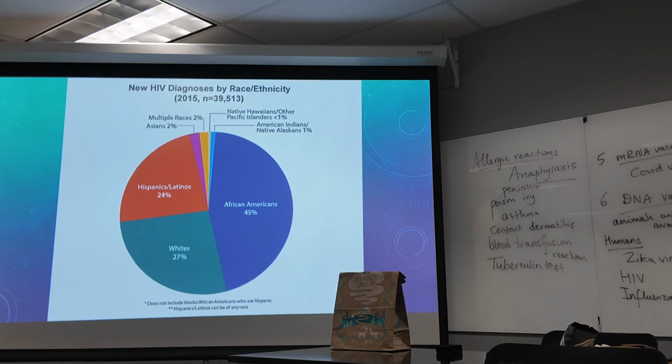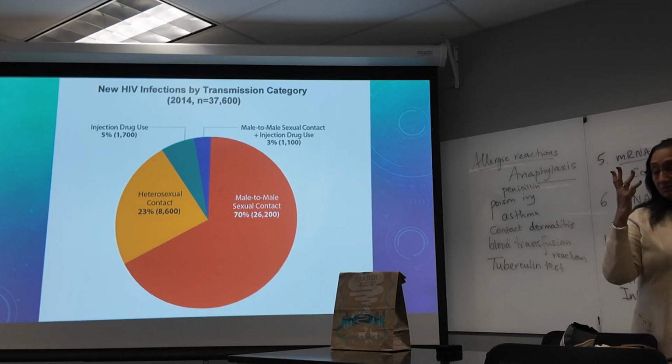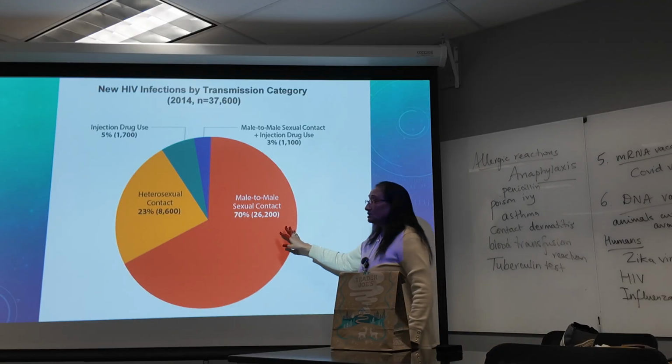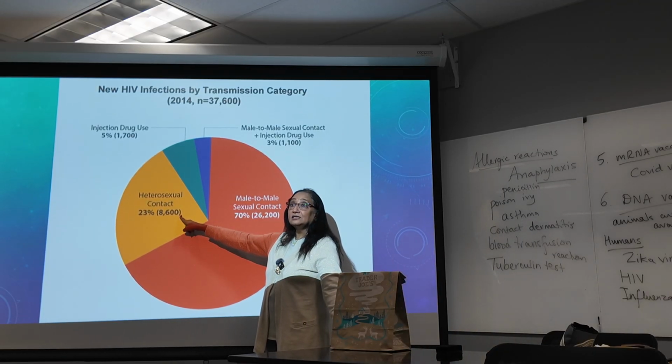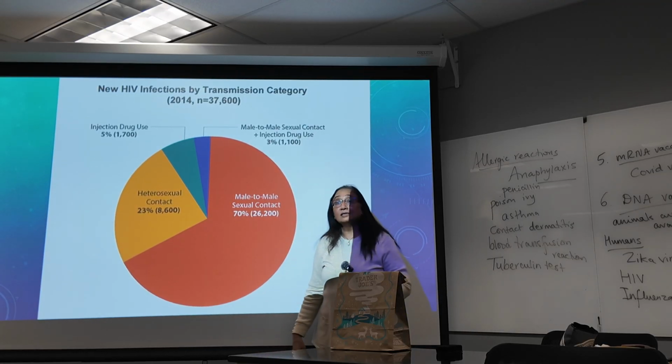So we will skip all this. This is how it was, a 2015 statistic, almost 10 years old, but pretty much similar. Okay, so you see that by race and ethnicity, African Americans are the most vulnerable. And in 2014, male-to-male contact was the main form of transmission. But heterosexual contact is also increasing now, that is, the male partners passing it on to their female partners. This is also increasing these days.